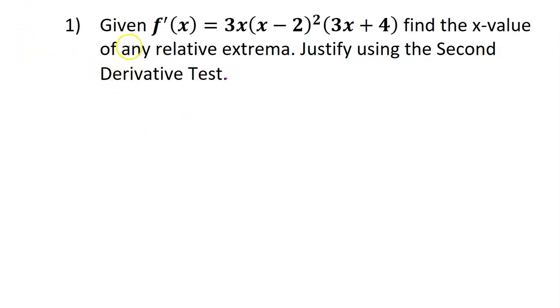Problem number 1. Given f prime of x equals 3x times (x minus 2) squared times (3x plus 4), find the x value of any relative extrema. Justify using the second derivative test.